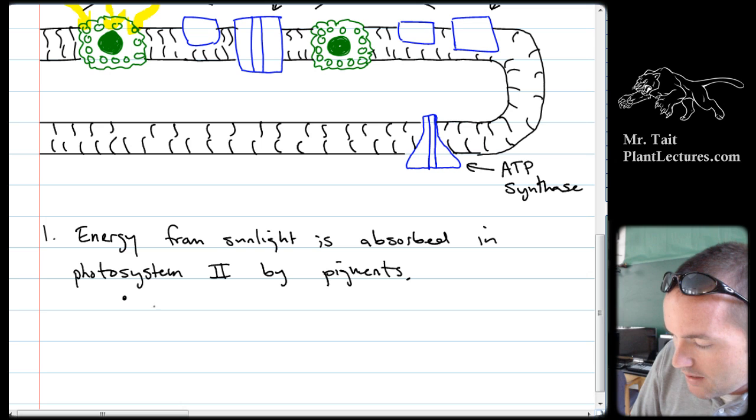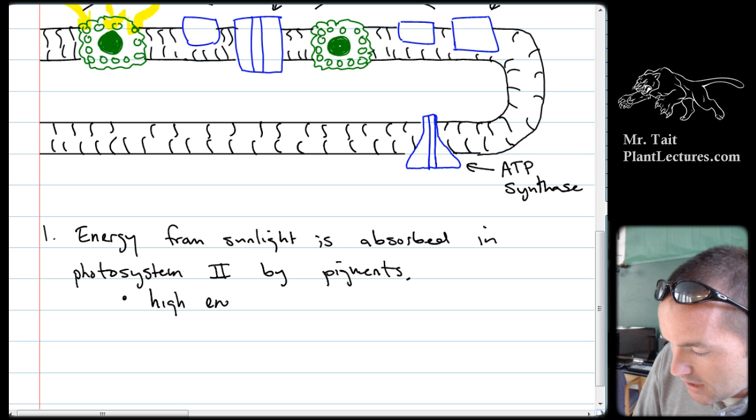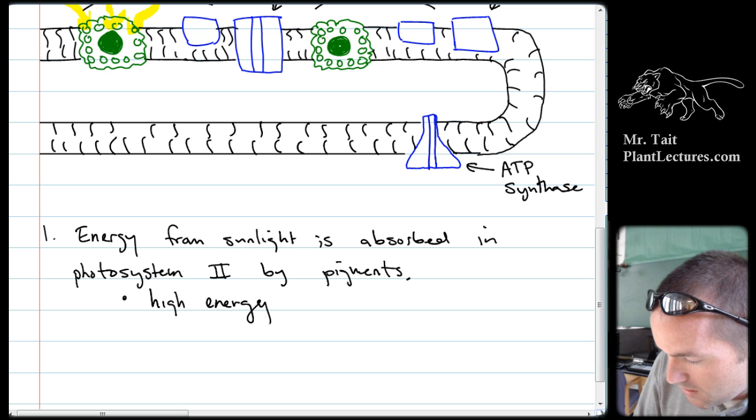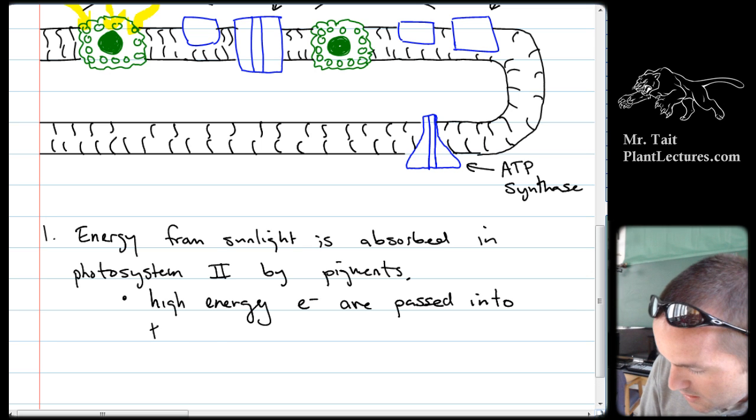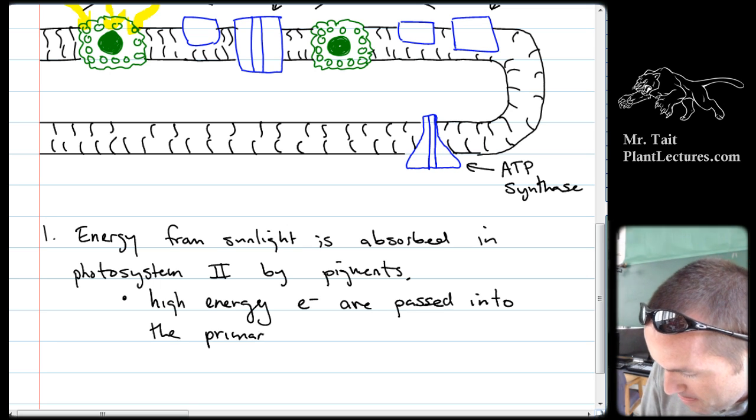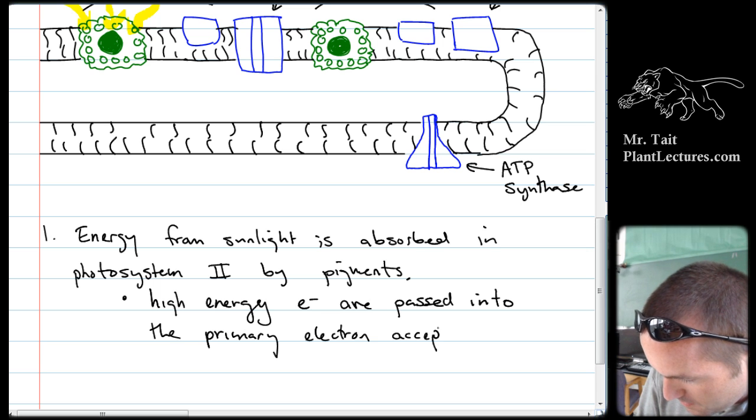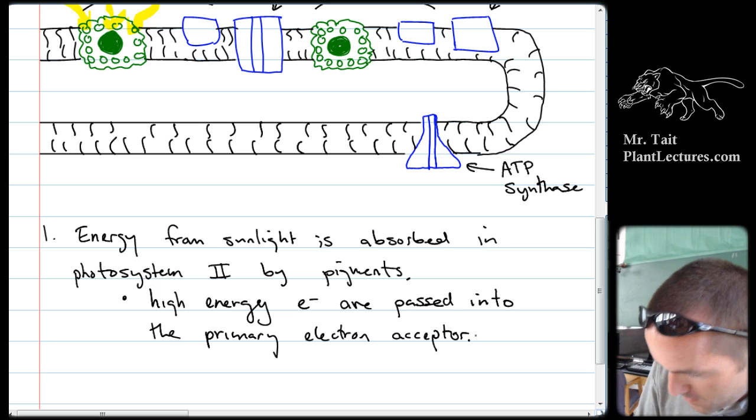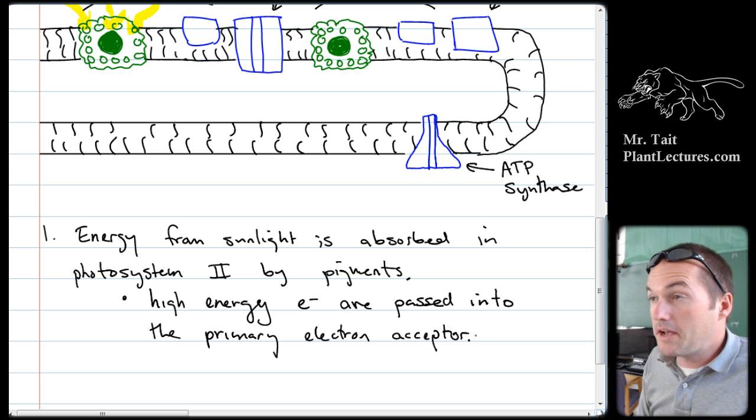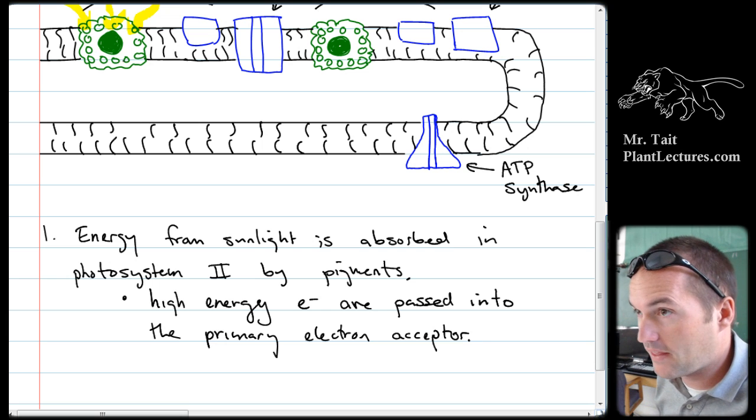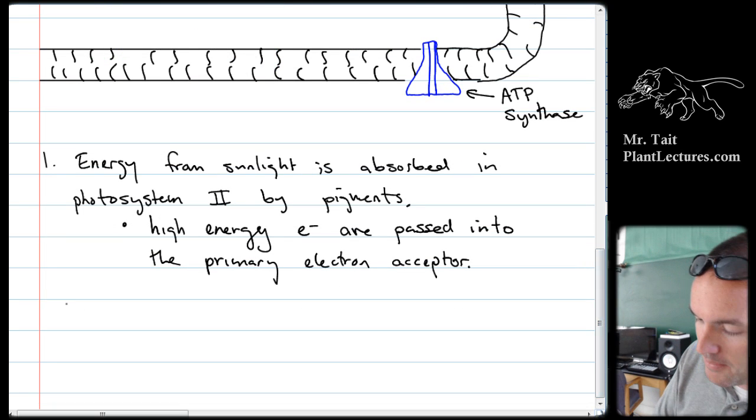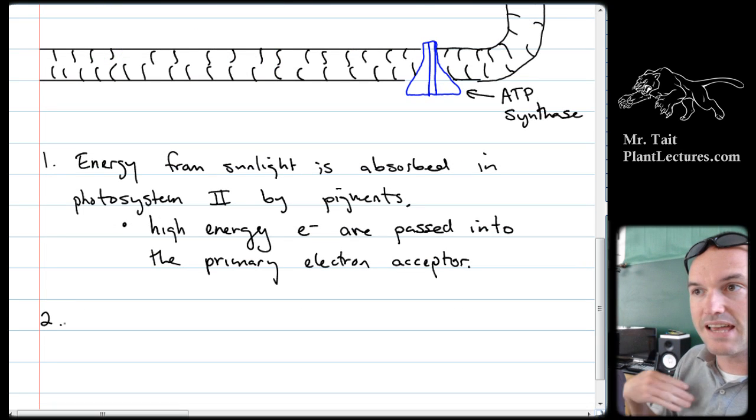So we can say that high energy electrons are passed into the primary electron acceptor. Okay? This creates an electron deficit in the pigments. They have fewer electrons now than they should. And so this gives them an ability then to take electrons from other things.